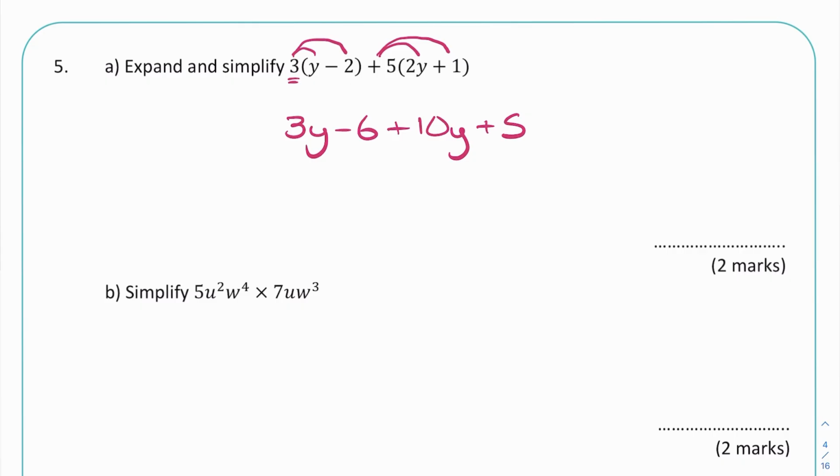Now we just need to collect like terms, so we have the 3y, add the 10y, and that in total gives us 13y. And we have the negative 6, add 5. Negative 6 add 5 is negative 1, so it all simplifies to 13y, take away 1.